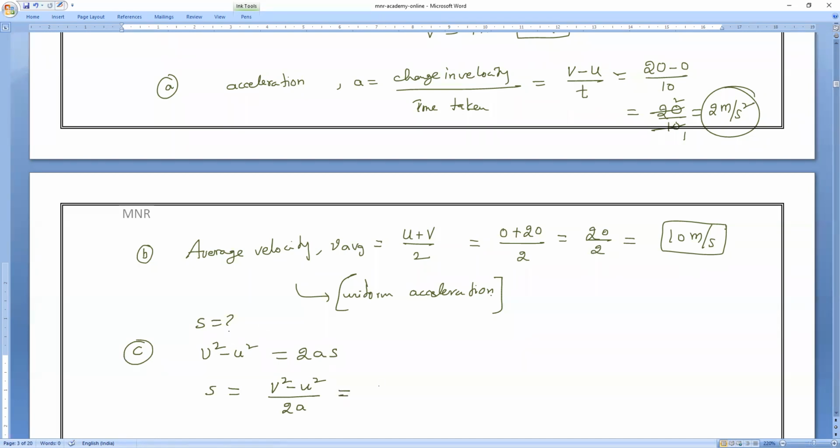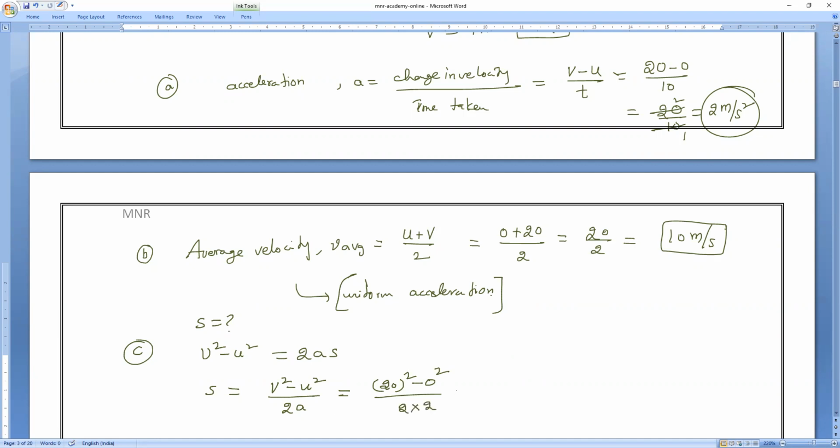Everybody, others, what happened? I will teach only one or two. Final velocity is 20. Sir, one doubt: can we use S is equal to UT plus half AT square? Nothing will happen, you will get it. Yes, if you know time, you can use it.